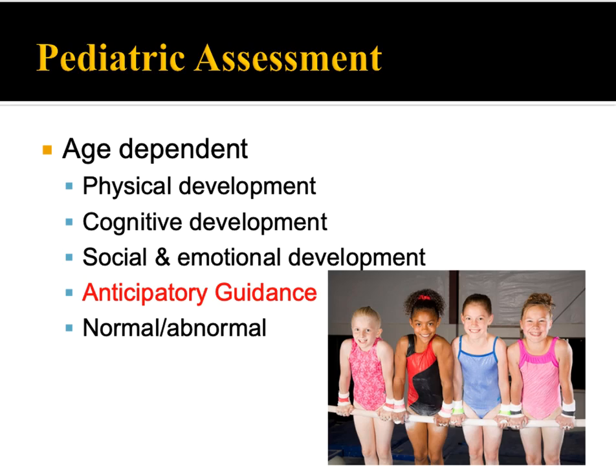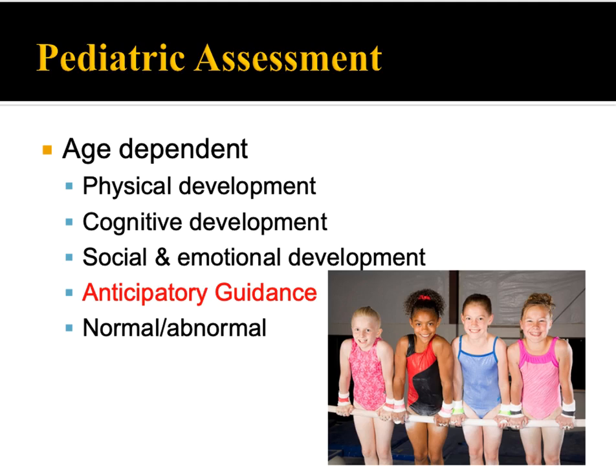Age dependent, the things that we consider: the physical development, right? A 1-year-old is going to have a different kind of physical development than a 10-year-old. Same with cognitive development, social and emotional development. Anticipatory guidance is going to be different depending on the child. When they're younger, the anticipatory guidance would be geared more toward the caretaker, the parent, the guardian. But as they get older and move toward pre-adolescence and adolescence, some of the anticipatory guidance shifts, and we give that directly to the kids, right?